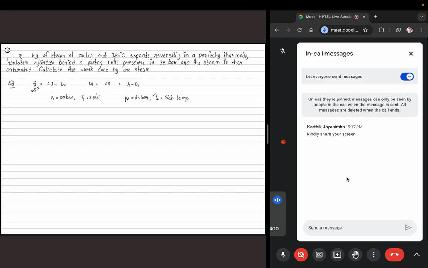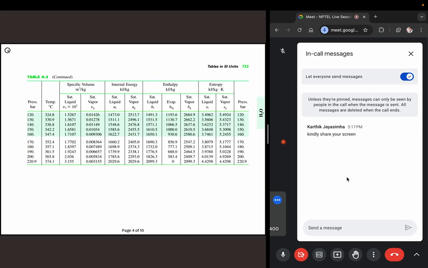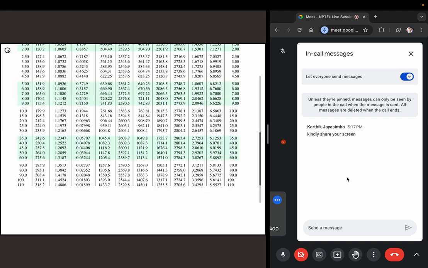So how do I calculate the value here? At 100 bar and 375 Celsius, if you look up the steam table at 100 bar, the temperature is around 311.1 Celsius. But the temperature that we have is 375 Celsius. So if you look at the Euler diagram, this is your PV plot. You are at 100 bar pressure.